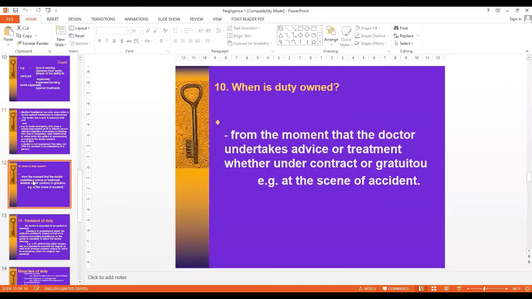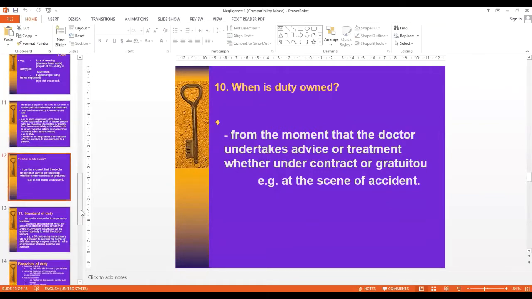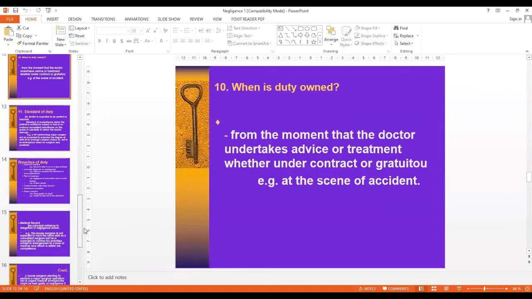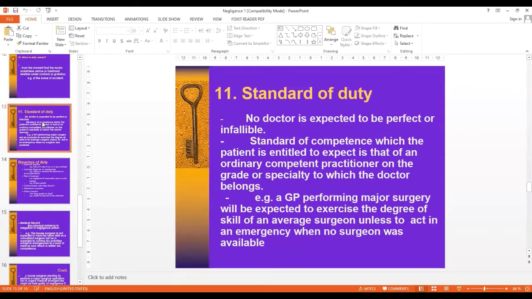When is duty owed? From the moment that the doctor undertakes advice or treatment, whether under contract or gratuitously, at the scene of accident. A standard of duty: no doctor is expected to be perfect or infallible.